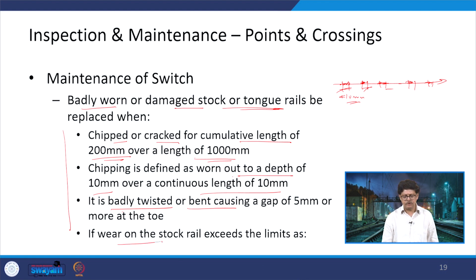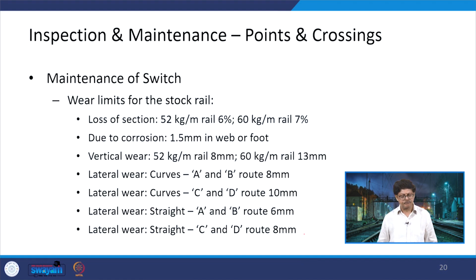Or if the wear on the stock rail exceeds the limits, and what are the limits? We are just going to talk about those next. So, the wear limits of the stock rails are being defined here. The loss of section, in the case of 52 kg per meter rail, 6% is the limit. In the case of 60 kg per meter rail, the limit is 7%.